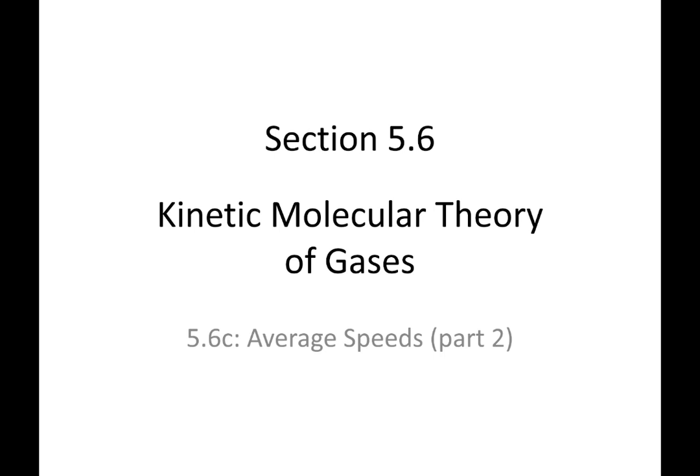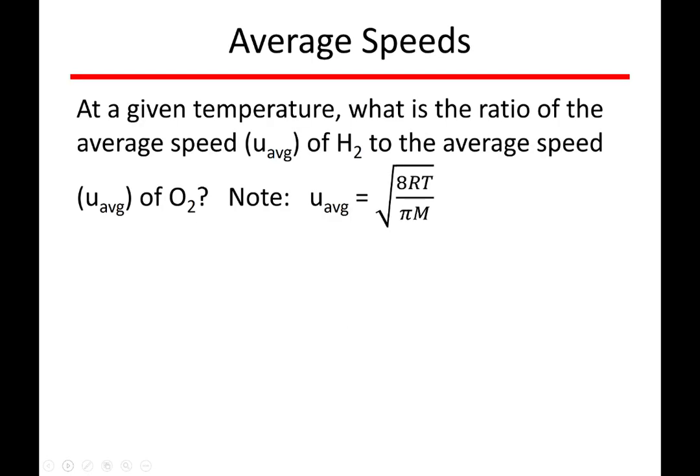Let's now get a little bit more practice dealing with average speed equations. In this example, we're asked to determine the ratio of the average speed of H2 to the average speed of O2 at a given temperature. Now, in a problem like this, sometimes it could be a little bit difficult to imagine what the problem is asking for or where to begin.